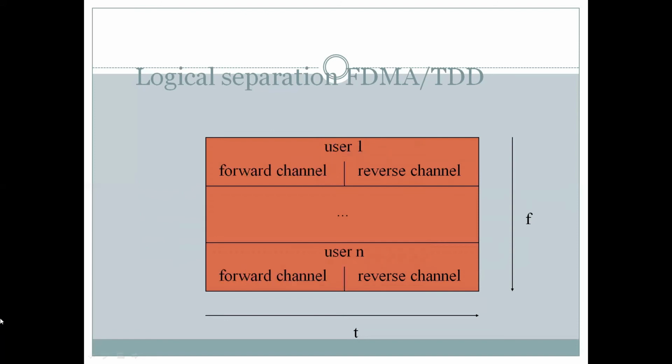Now, how does FDMA TDD look like? It's a frequency domain multiple access with time domain duplexing. So duplexing is time domain and the multiple access is frequency domain. When we talk about multiple access, it means we are talking about dividing the users. One frequency band is reserved for one user. That's why users are separated vertically in terms of the y-axis, which is the frequency axis.